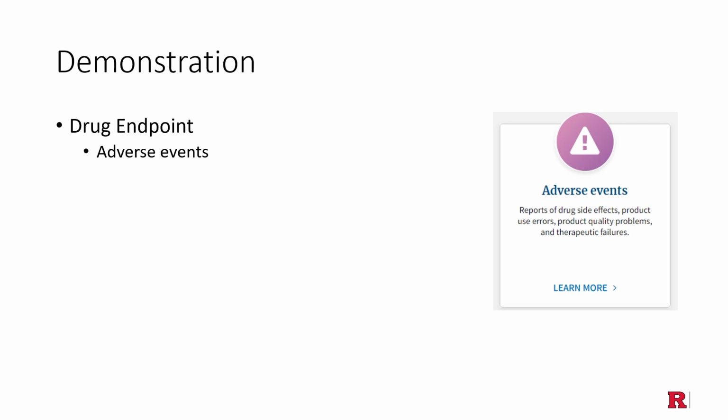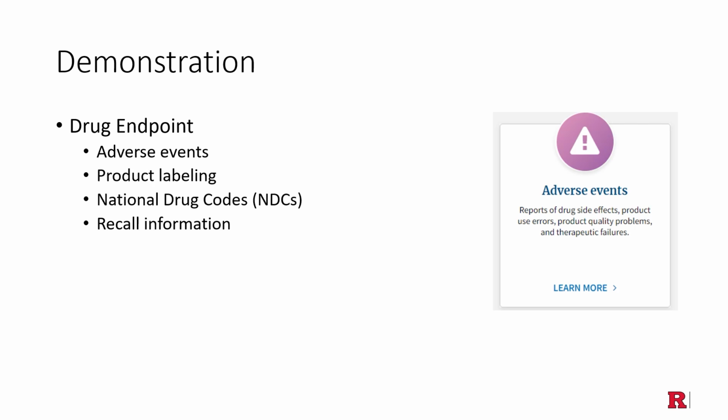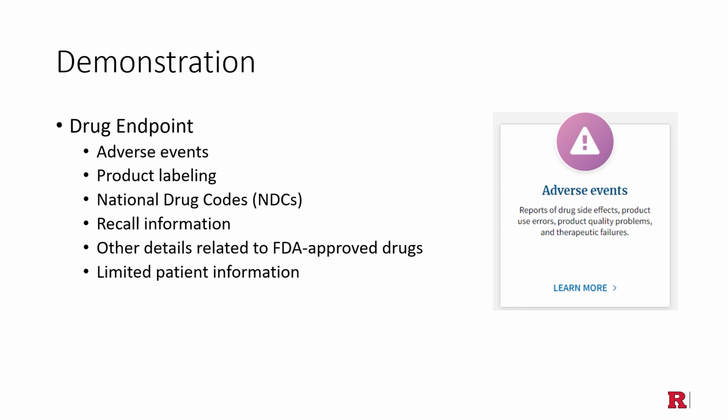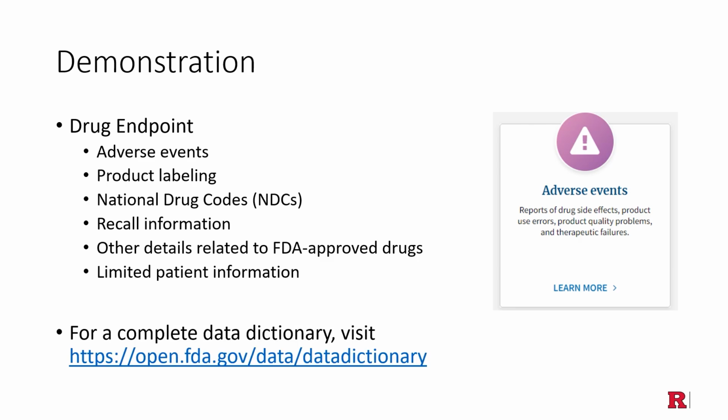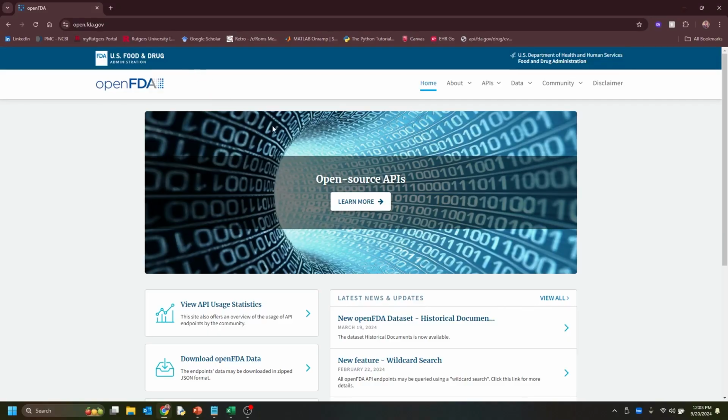This includes adverse events, product labeling, national drug codes, recall information on drugs, and other details related to FDA-approved drugs, like their dosages, limited patient information, such as sex and age, and for a complete data dictionary, you can visit the OpenFDA's website. Here we have the OpenFDA.gov site.